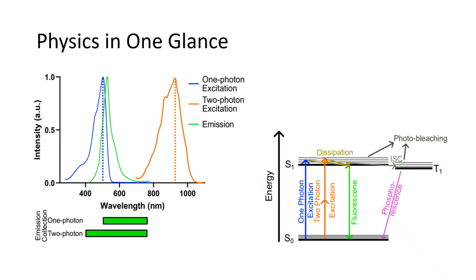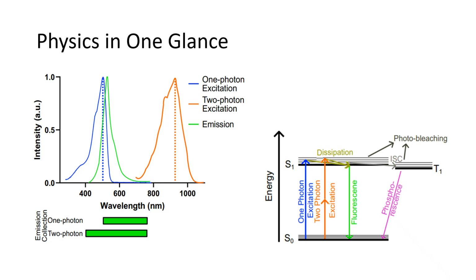On the Jablonski diagram, a green fluorophore jumps from the ground singlet S0 to the excited singlet S1 only when it absorbs two 900 nanometer photons within the femtosecond window. Because fluorescence intensity scales with the square of the instantaneous power, excitation is confined to a sub-femtoliter focal volume and vanishes elsewhere.